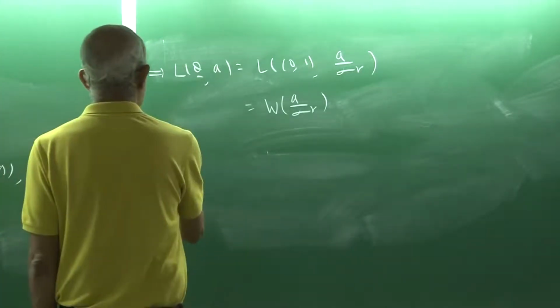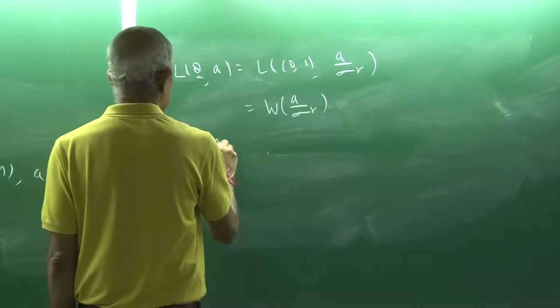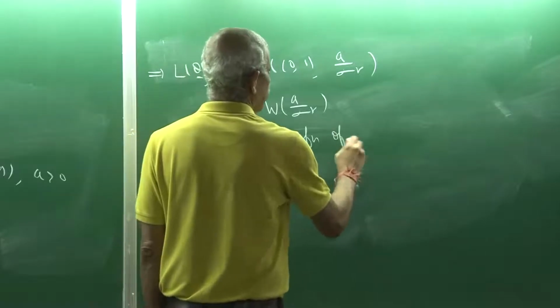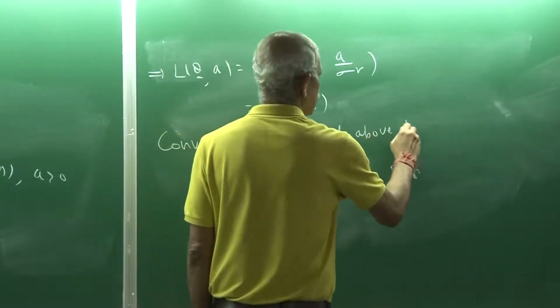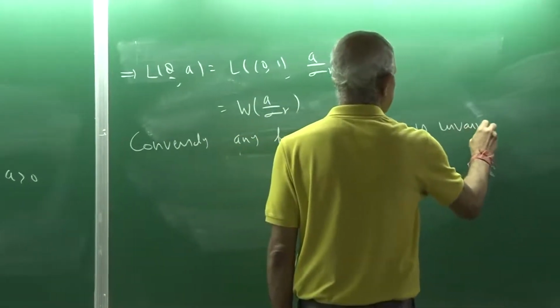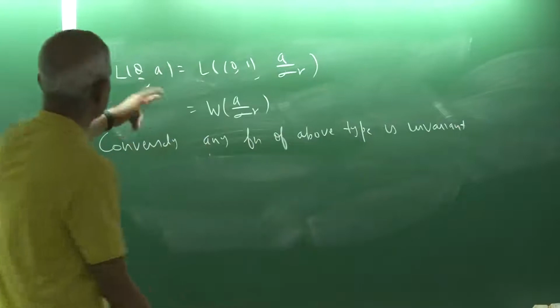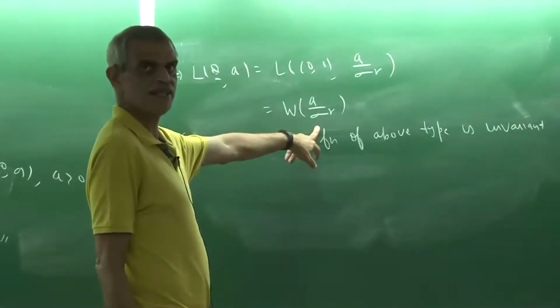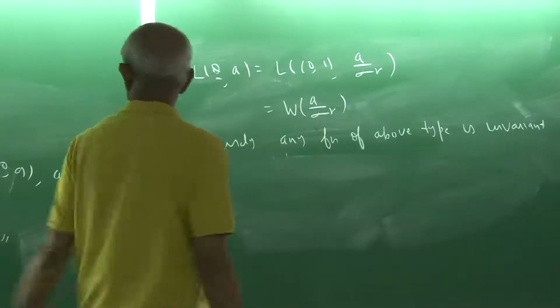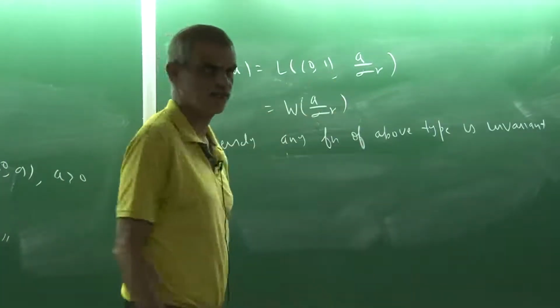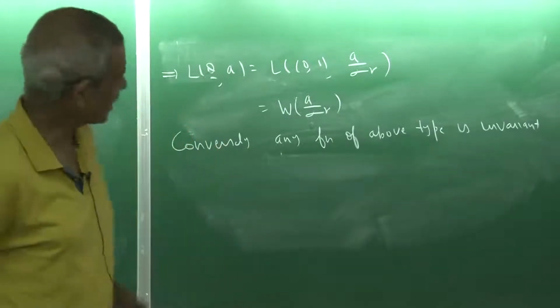Now the converse always holds. Any loss function of the above type is invariant. Why? Because if it is of this type, let us try to see what is L of b mu plus c and b sigma. So here only b sigma is coming. So it would be a to power r, b to power r, a, and then that would cancel. So it's just straightforward to see.